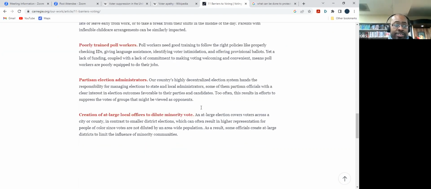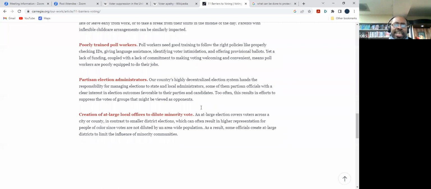Okay, next we have what is called partisan election administrators. Our country's highly decentralized election system hands the responsibility for managing elections to state and local administrators, some of them partisan officials with a clear interest in election outcomes favorable to their parties and candidates. Too often, this results in an effort to suppress the votes of groups that might be viewed as opponents. So I'm going to talk about that for a minute.